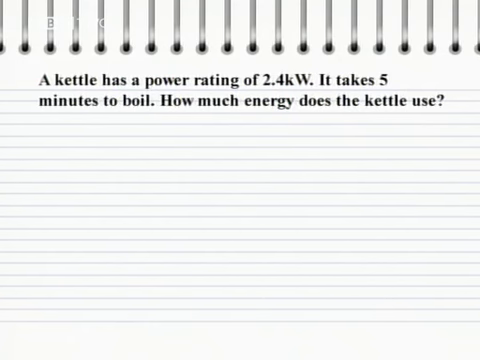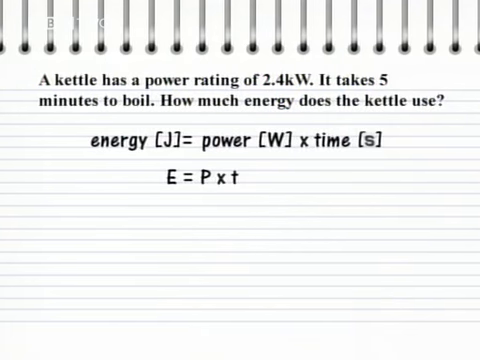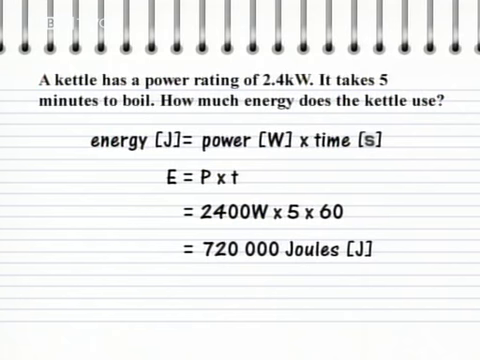The question is asking how much energy the kettle uses. Now we know that energy in joules equals power in watts times time in seconds. We know that the power consumption of the kettle is 2.4 kilowatts and it's on for 5 minutes. If we put them in our formula, then energy E equals 2,400 watts times 5 minutes times 60 to give the time in seconds. That's 720,000 joules, or 720 kilojoules.